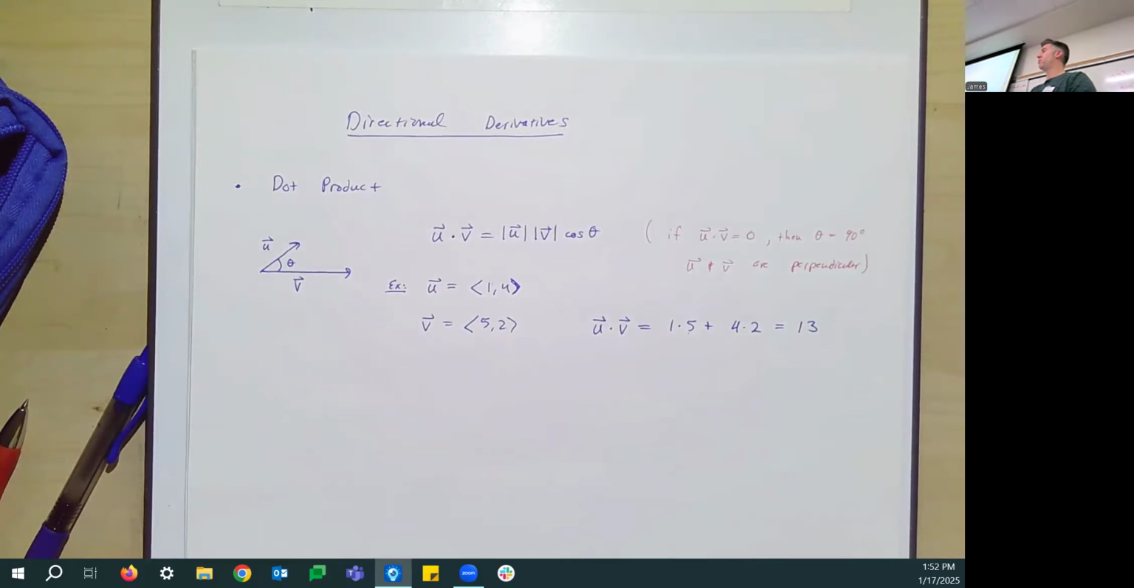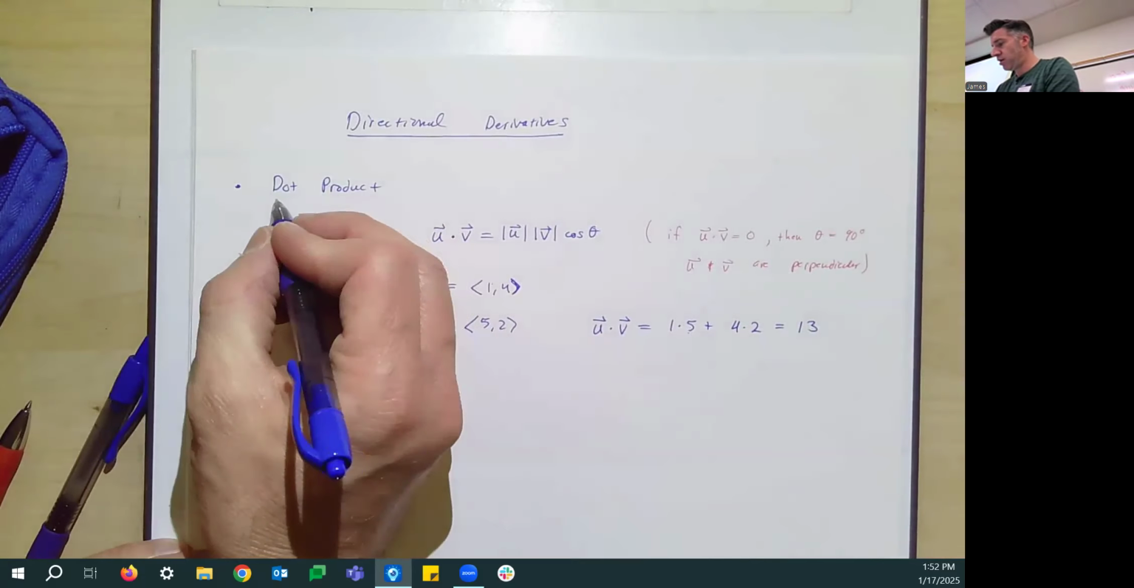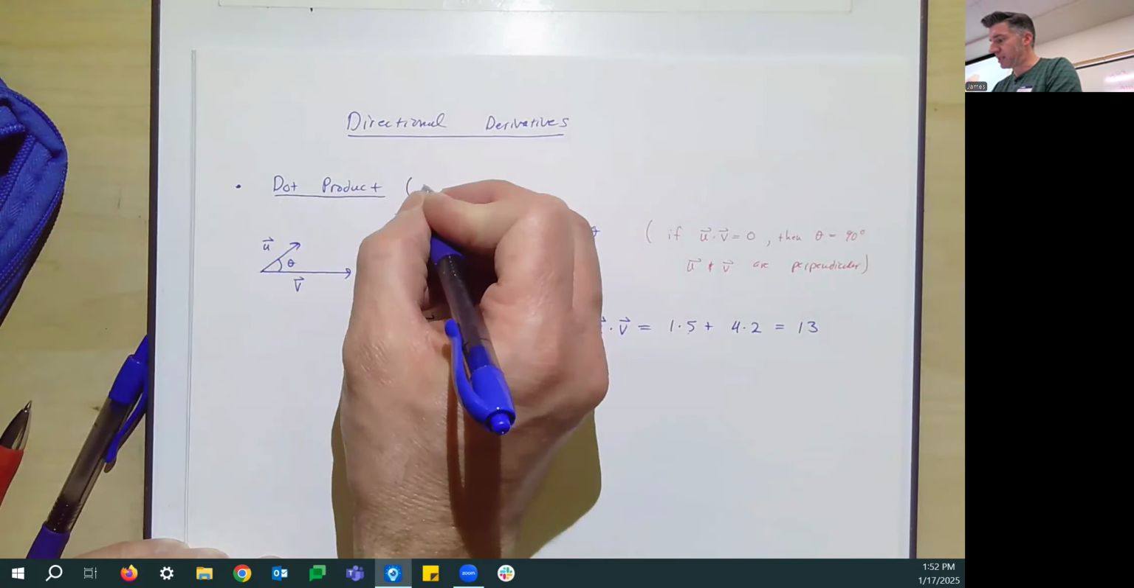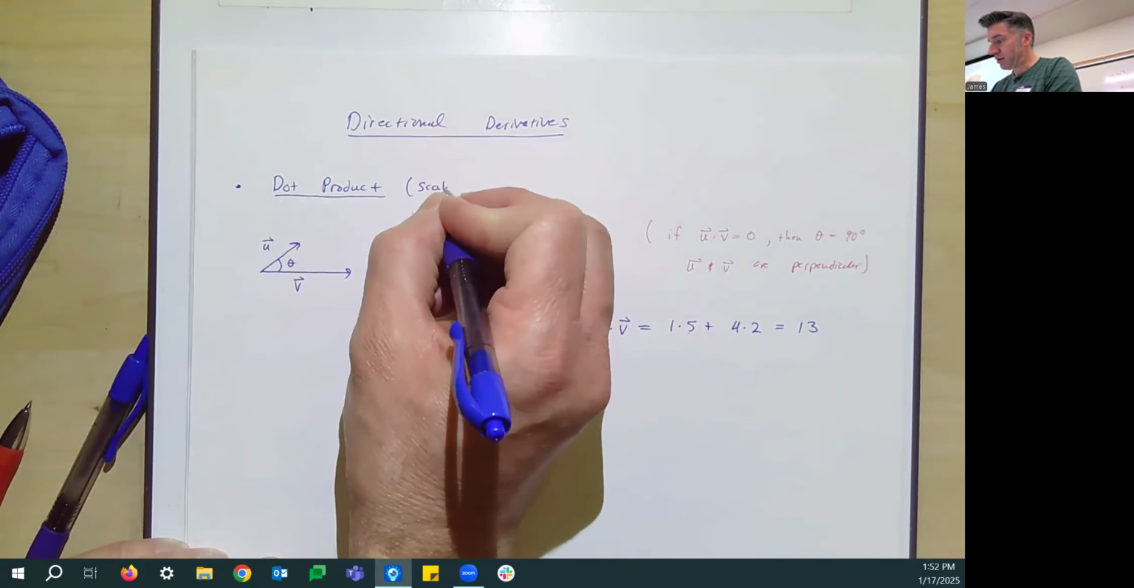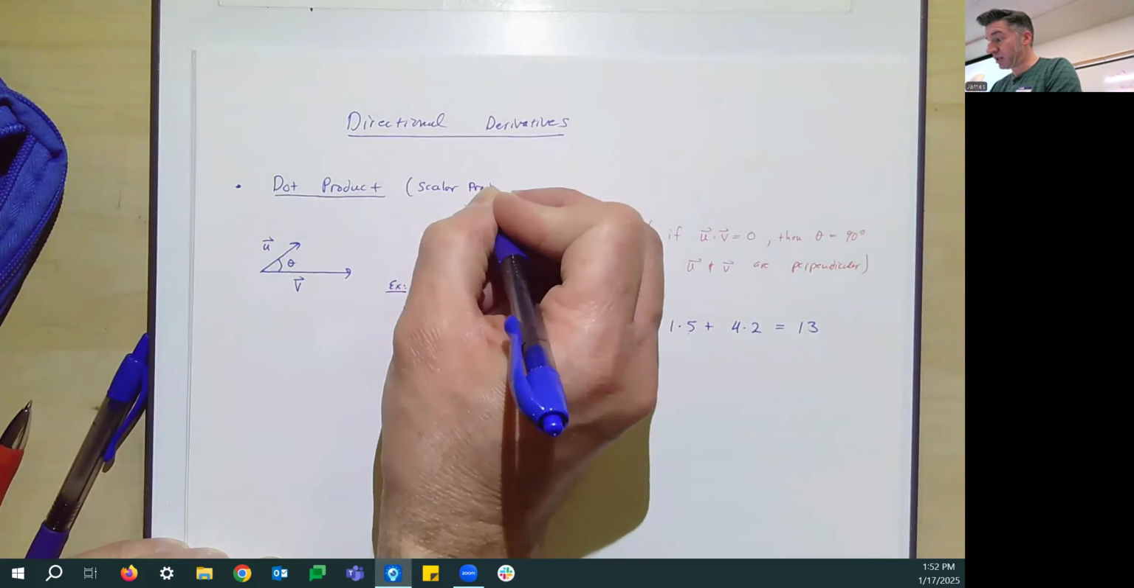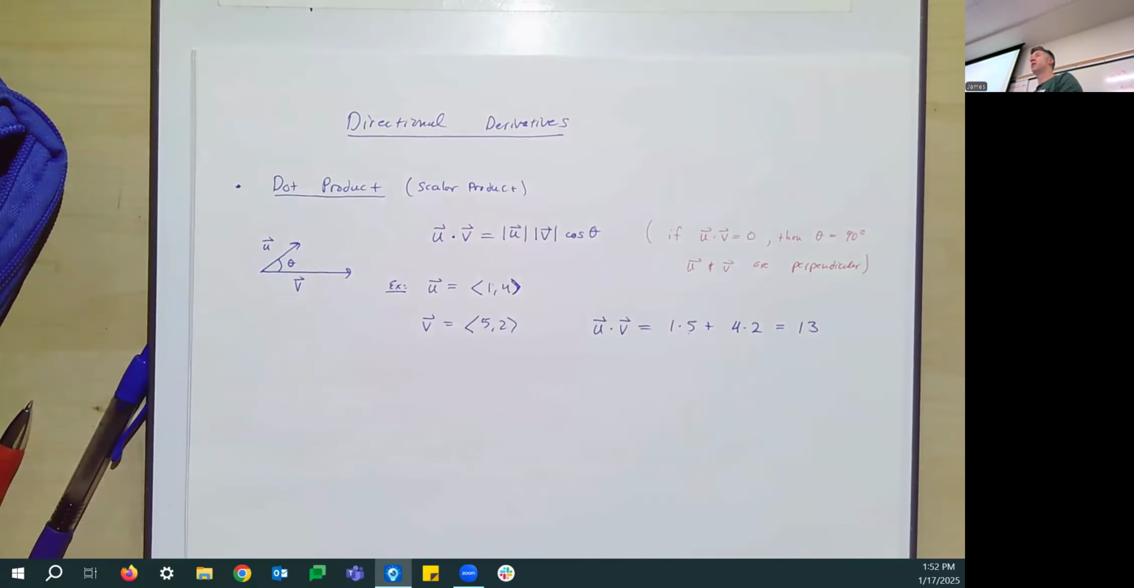I will also point out, just because I think it's good to know, the dot product is also called the scalar product, because it takes two things that aren't scalars, vectors, and combines them together in a way that produces a scalar number. So when you dot two vectors together, the output isn't a vector, it's a number. Could be positive, could be negative, could be 0.